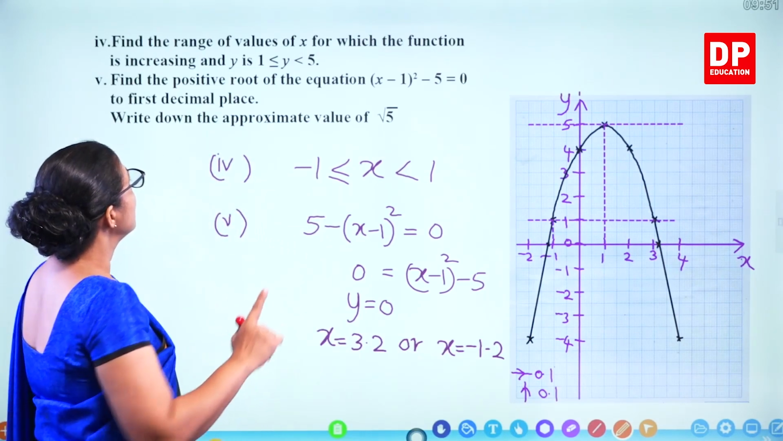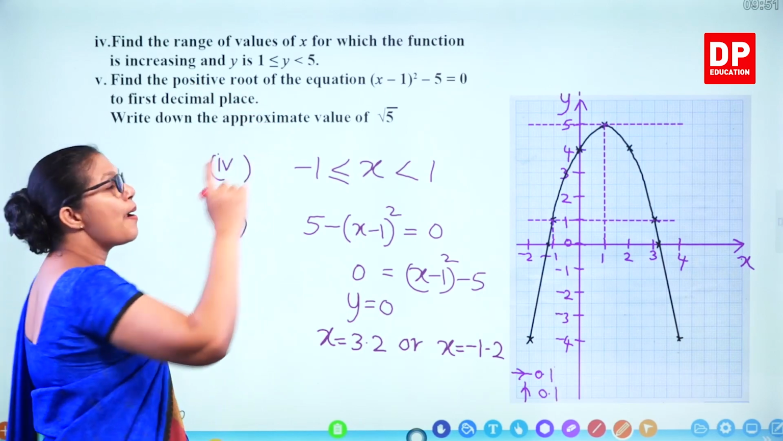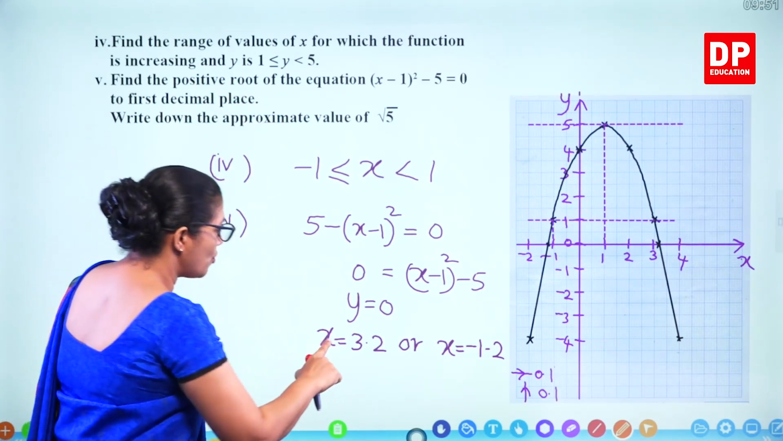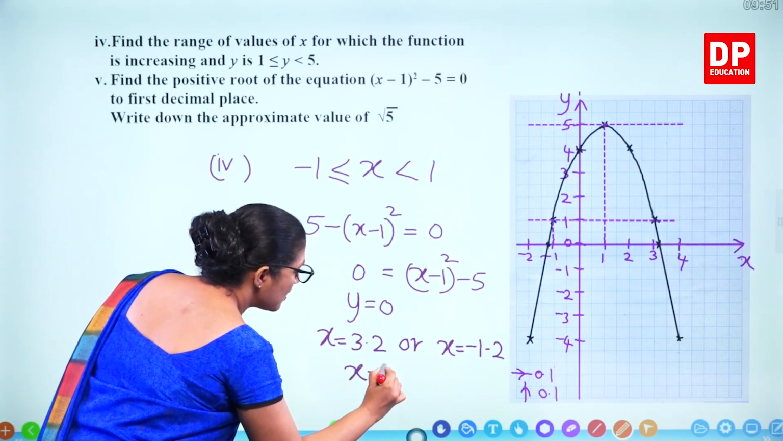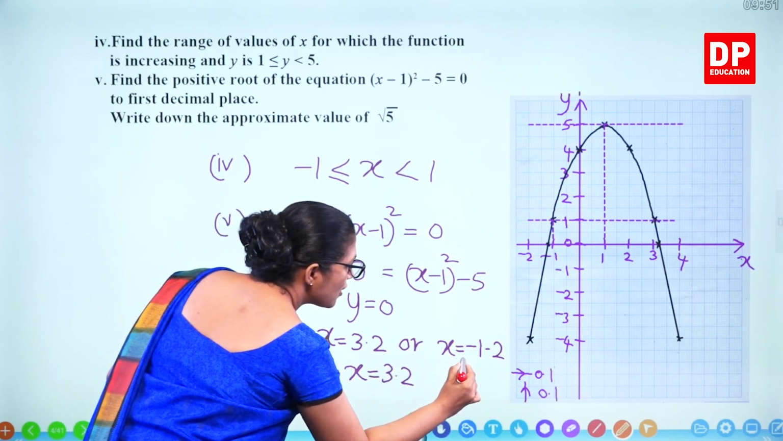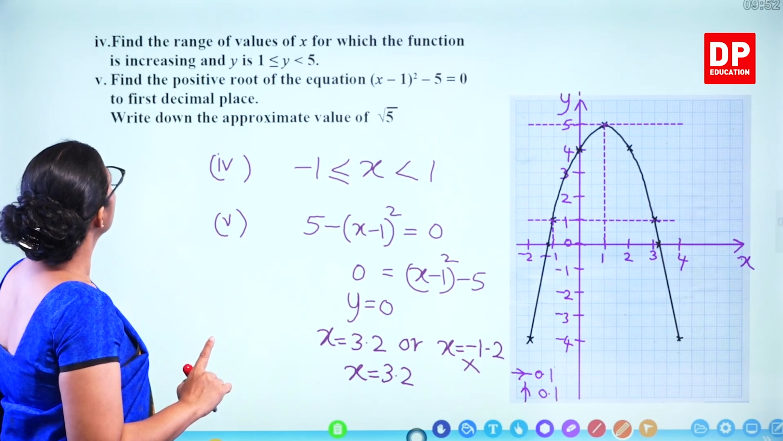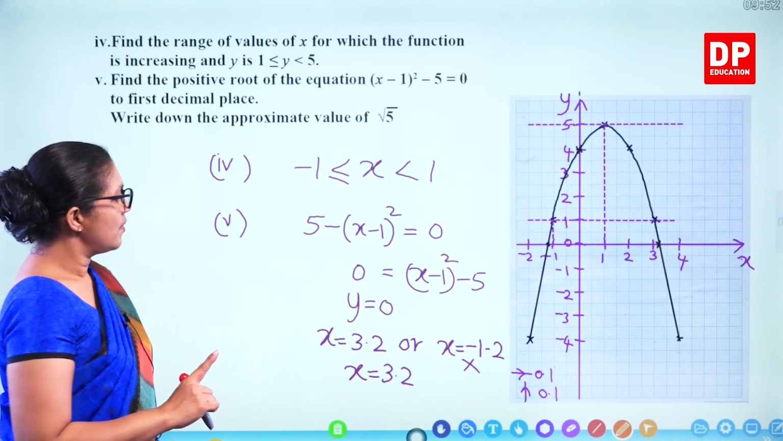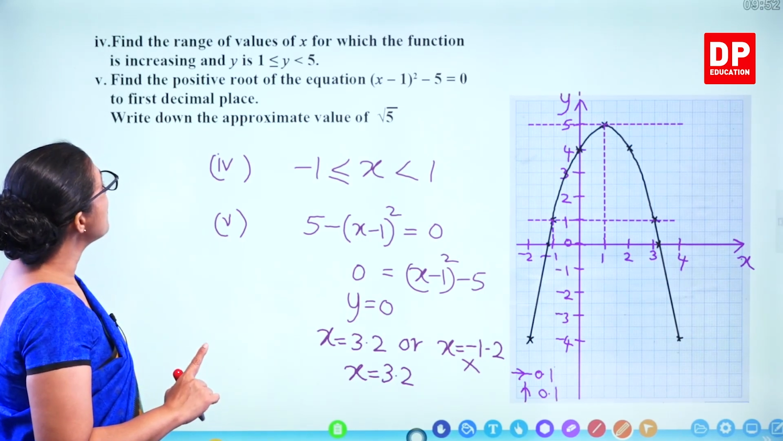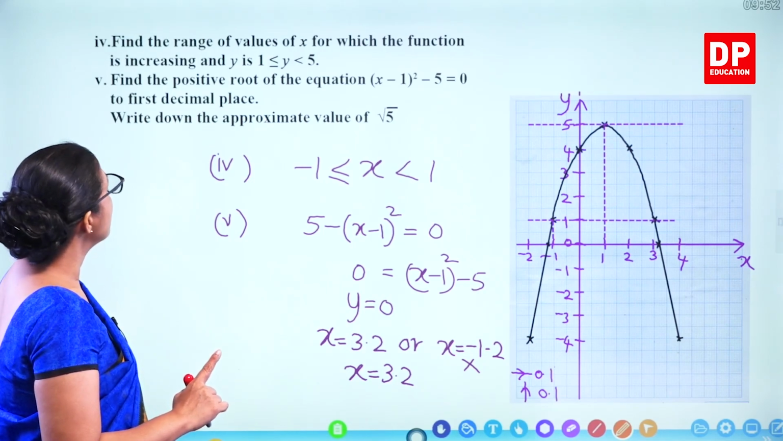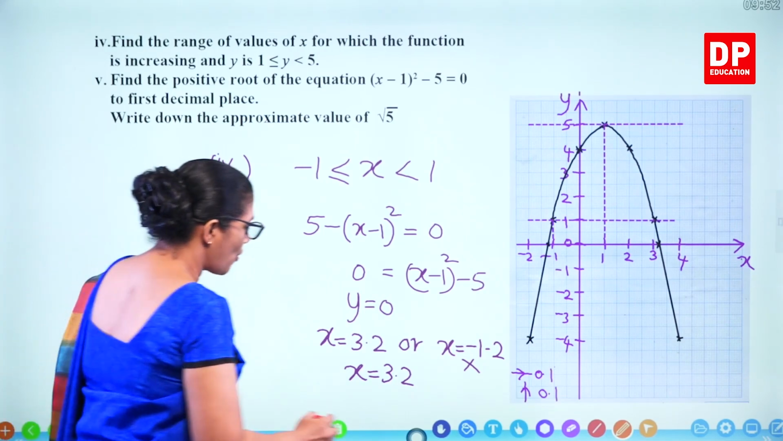But they are asking only for the positive root. So you can take only this 3.2. We are not taking this one because that's a negative root. For the first decimal place, 3.2. Write down the approximate value of root 5. So, how do we find the approximate value?